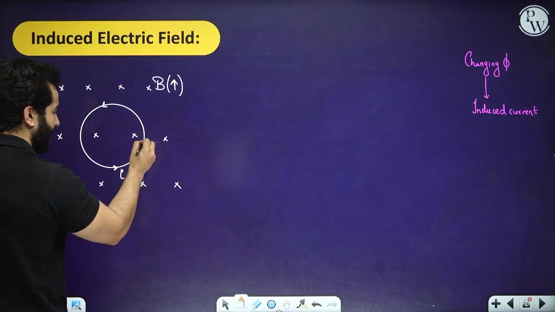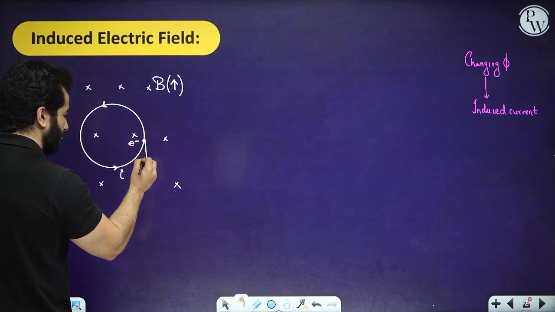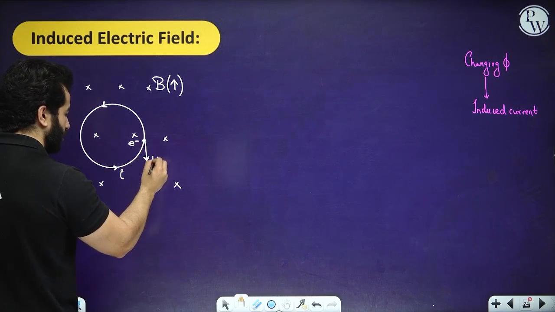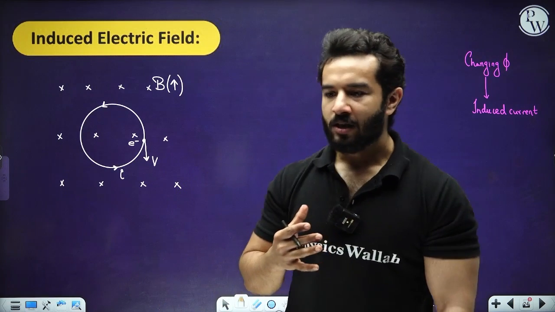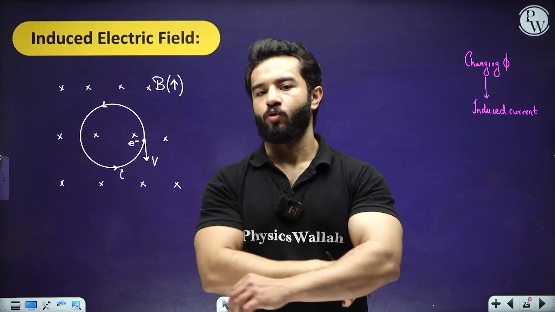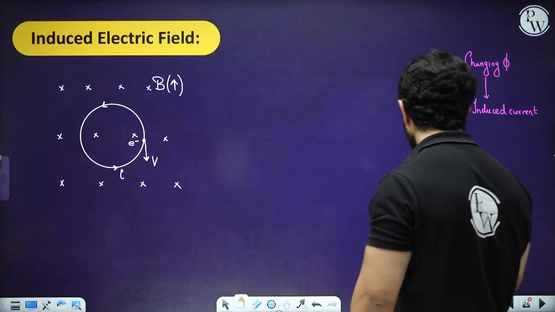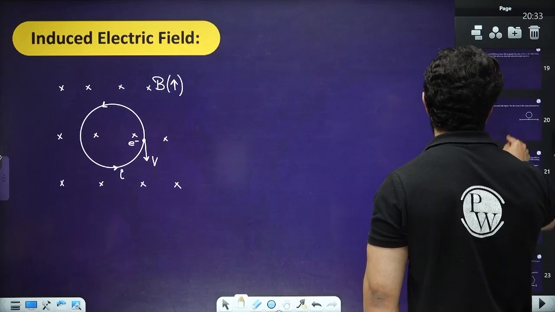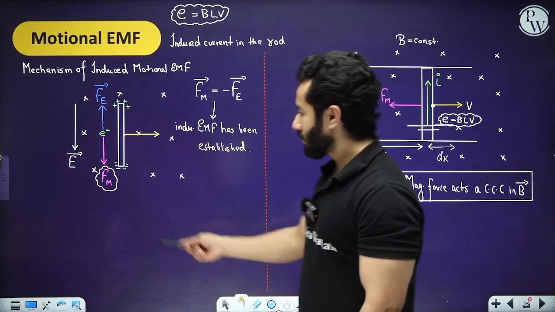That means at any point, if I am going to talk about an electron, it will move in the opposite direction. This will be the velocity of electron at any point. My question is, who is making this electron move? There is no one. Because when we were discussing motional EMF, the driving force was magnetic force.